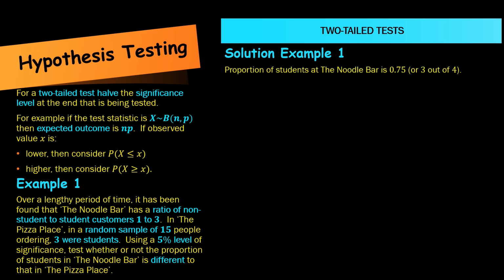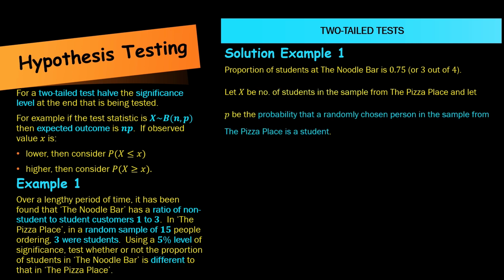The proportion of students at the noodle bar is 0.75 or 3 out of 4. We have gathered this from the fact that the noodle bar has a ratio of non-student to student customers of 1:3. We let X be the number of students in the sample from the pizza place and let p be the probability that a randomly chosen person in the sample from the pizza place is a student.